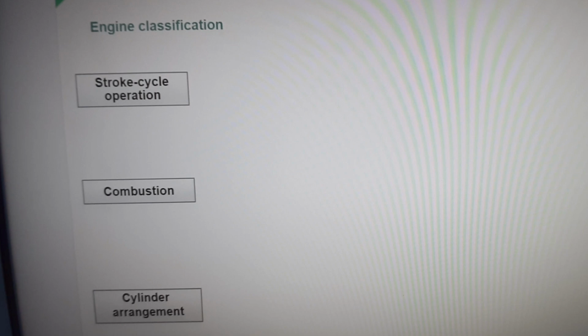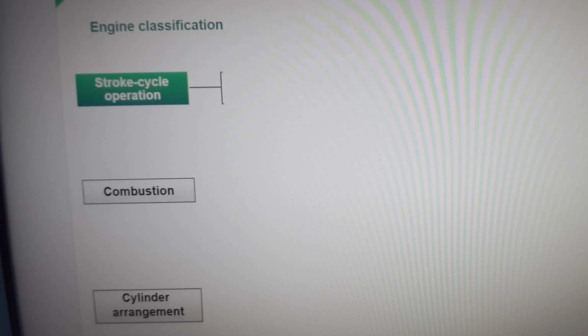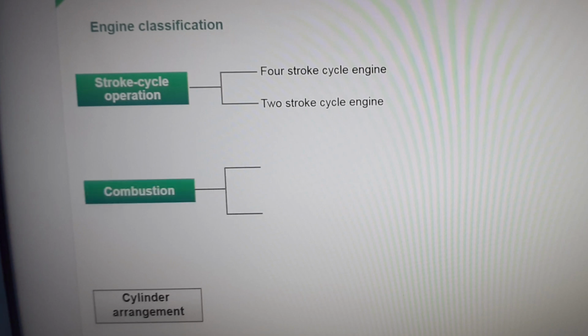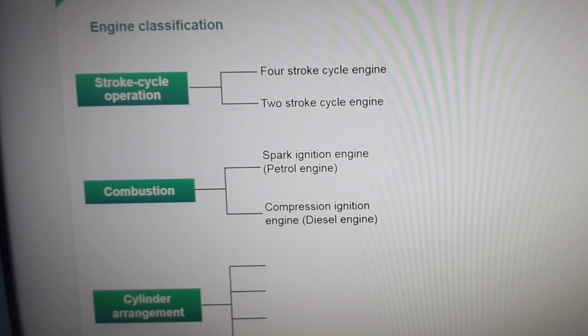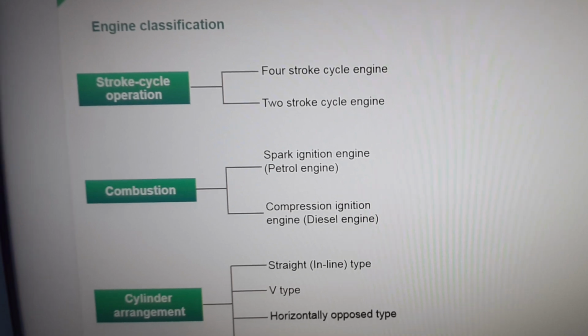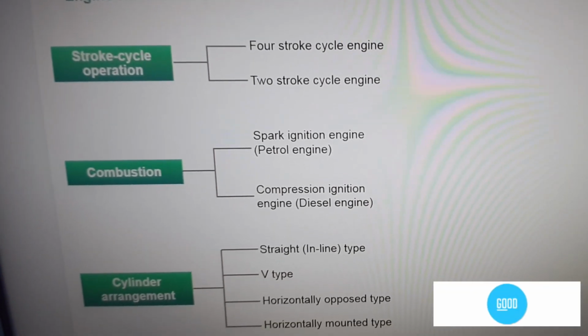There are 3 ways to classify engines. In accordance with the stroke principles, engines can be divided into 4-stroke cycle engines and 2-stroke cycle engines. In accordance with the manners of combustion, engines can be divided into spark ignition engines, i.e. petrol engines, and compression ignition engines, i.e. diesel engines. And, in accordance with the cylinder arrangement, engines can be divided into inline engines, V-type engines, horizontally opposed type engines, and horizontally mounted type engines.